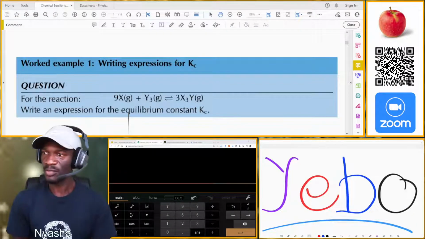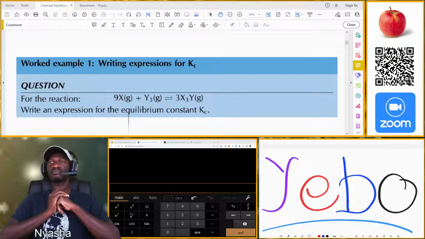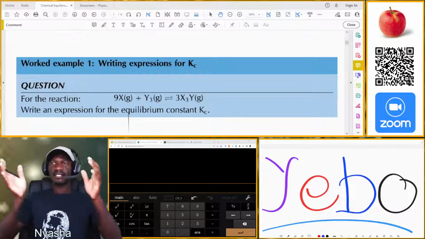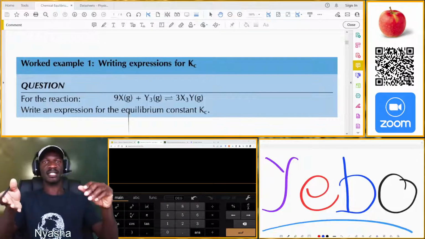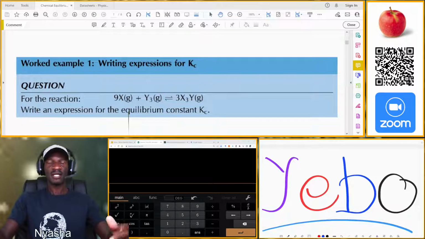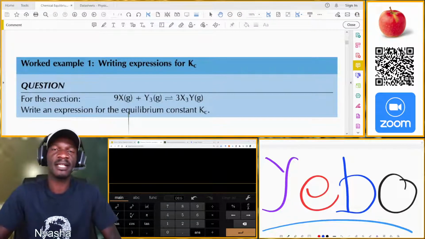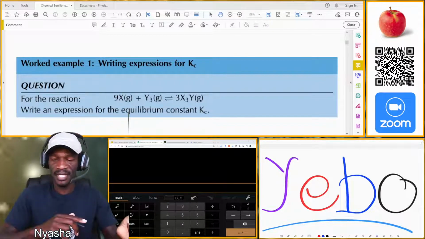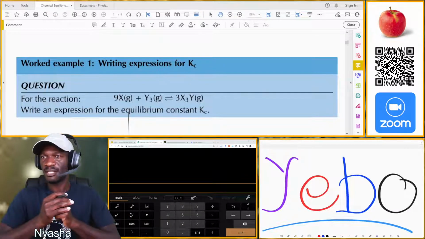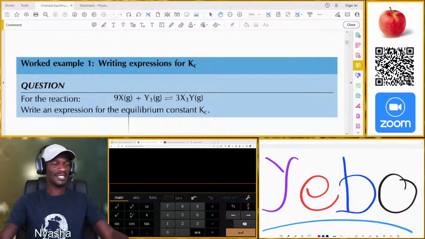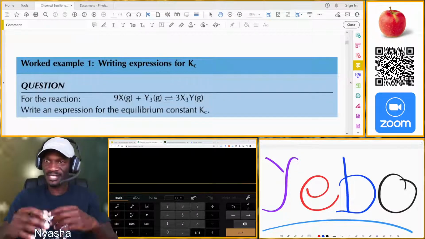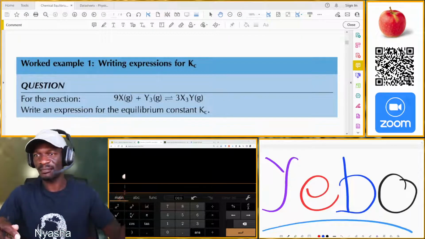Good. So the first question reads as follows. This is about writing expressions for the chemical equilibrium constant. As you know, chemical equilibrium is all about chemical reactions which take place in the forward and the reverse direction. So it means that you can actually write two chemical reactions to represent what is taking place. In other words, this is a reversible chemical reaction.